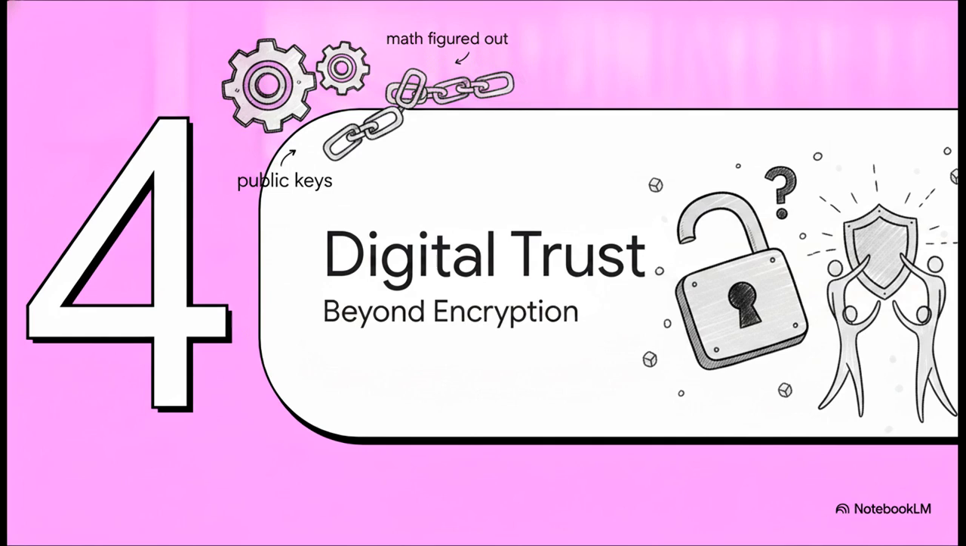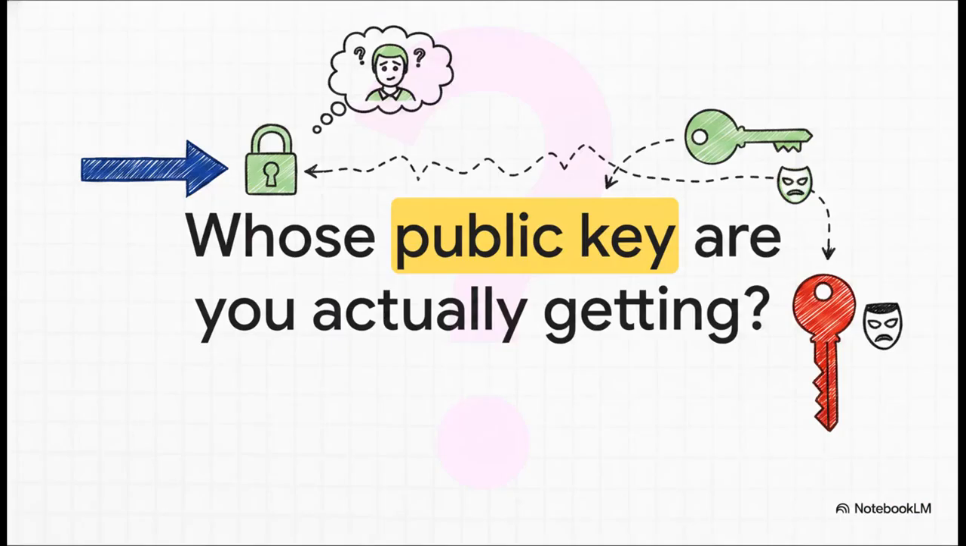All right, let's move on to part 4, establishing digital trust. Because setting up public keys is only half the battle. We have to ask a really critical question here. If public keys are being sent freely over an open network, how do you actually know the key you just received belongs to your payment service and not some imposter?